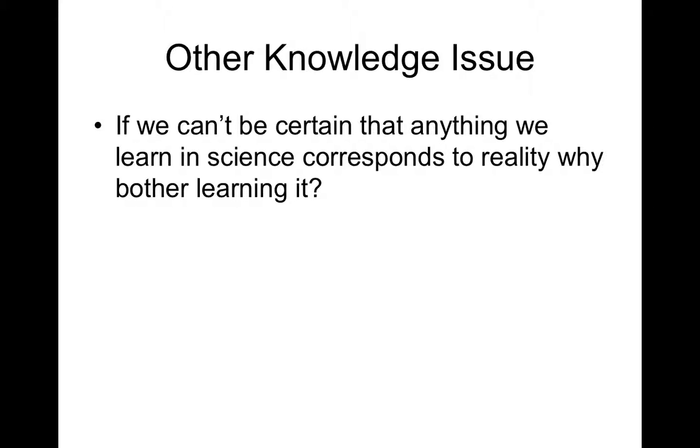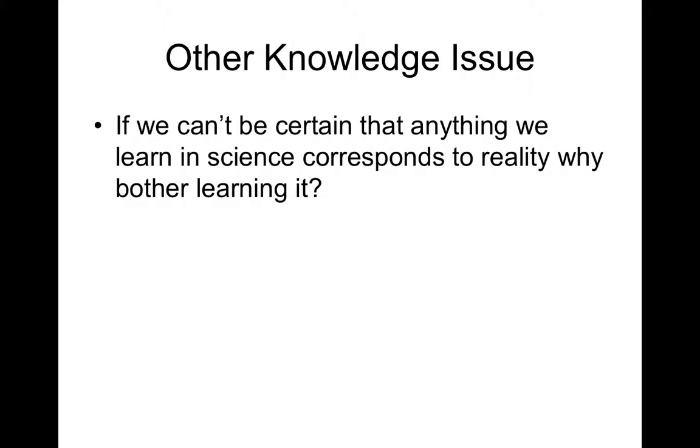Now the question is, if we can't be certain that anything we learn in science corresponds to reality, why do we bother learning it at all? Well, if you consider this example, what they were certain of was that it wasn't an epidemic, it wasn't caused by chilling, it wasn't caused by the death knell. So there are things that we are certain of, things we have ruled out by experimentation.